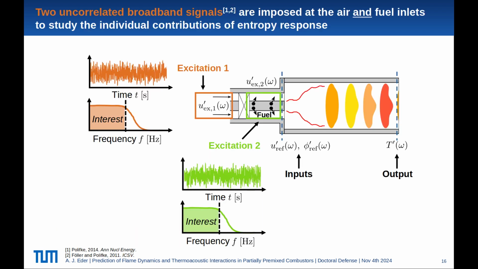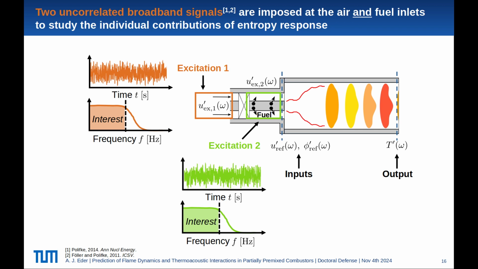However, in that study, we also wanted to investigate the different mechanisms which lead to entropy waves, which are velocity perturbations and equivalence ratio perturbations. And therefore, we excited the air mass flow with a broadband signal as in the simulation before, and additionally, simultaneously, the fuel mass flow with an uncorrelated broadband signal to the first excitation signal. We then monitored velocity and equivalence ratio perturbations at the burner outlet.